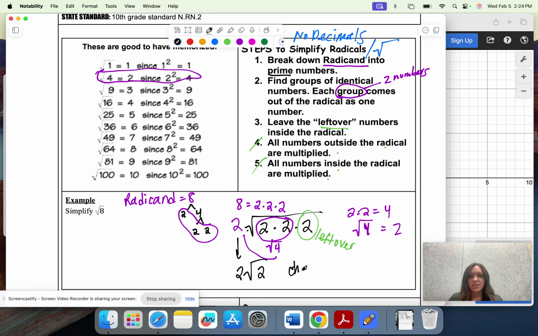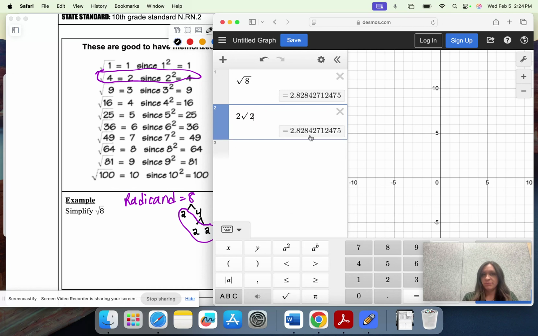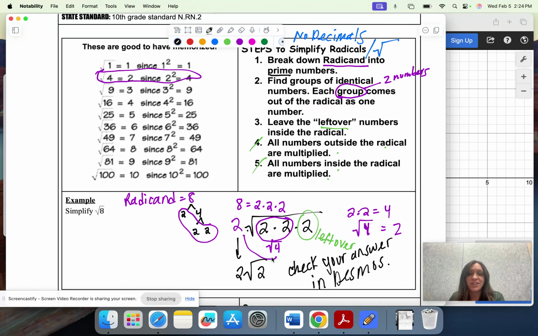And once you have your answer, I want you to check your answer in Desmos. So we started with the square root of 8. We simplified it to 2 square roots of 2. See how those are the same? That means we got it correct.